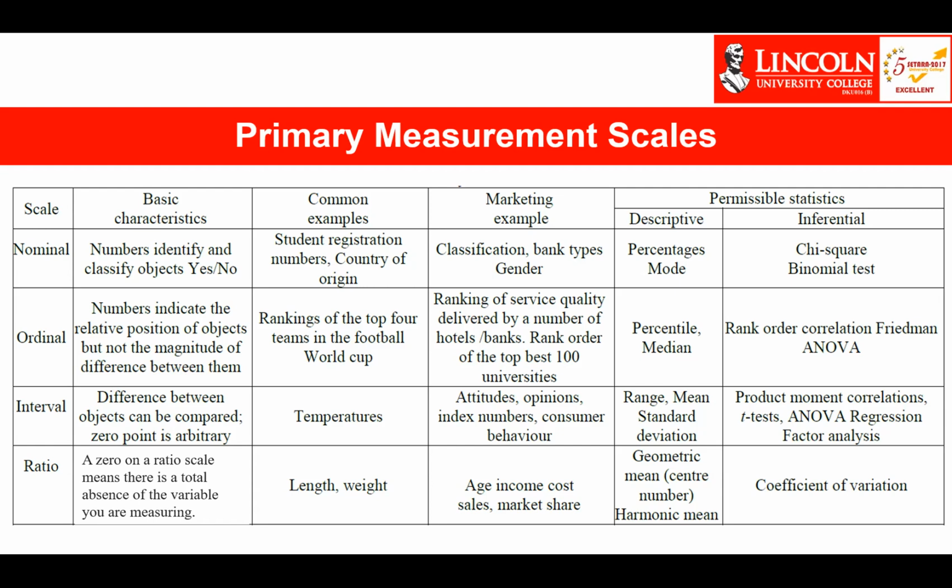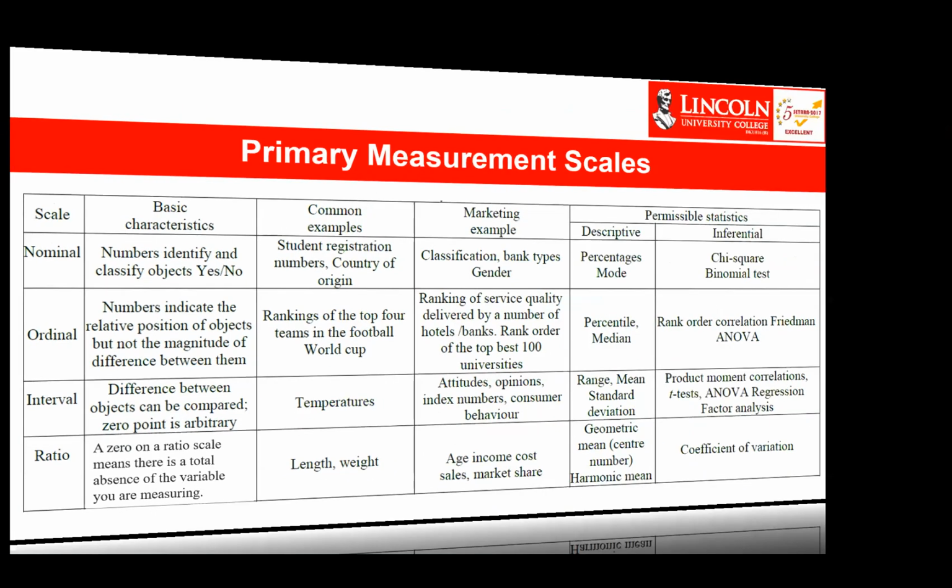Age, income, cost, sales, market share are all examples of marketing variables. For permissible statistics under the ratio scale, for descriptive, we have the geometric mean, which is the center of numbers, and the harmonic mean. For inferential, we have the coefficient of variation. So these are some of the statistical analyses that can be performed on any of these scales. If you're going to understand this more, let's move further.